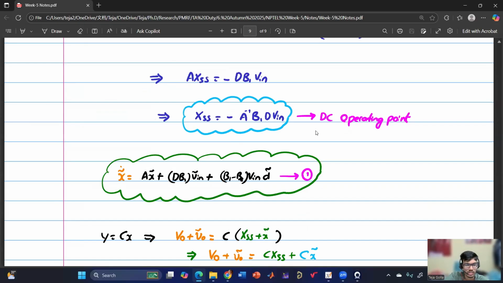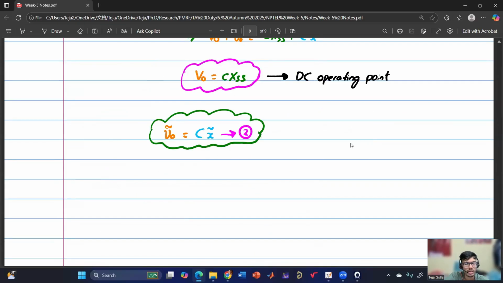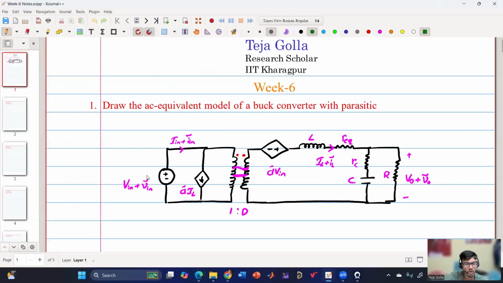Also, we have discussed how to get the DC operating point. And then we have also seen how to get the output voltage V naught perturb in terms of the state X perturb. So this is what we have discussed in the previous week. So now I'm going to start this week's discussion from the equivalent model that we have updated in the last week. So this is for a practical buck converter.